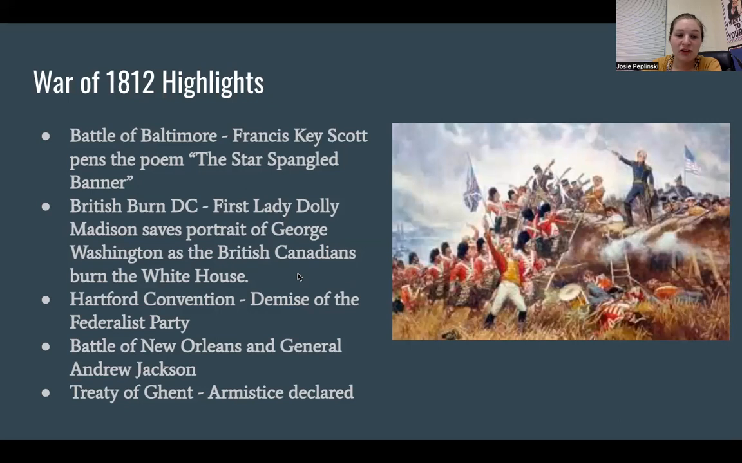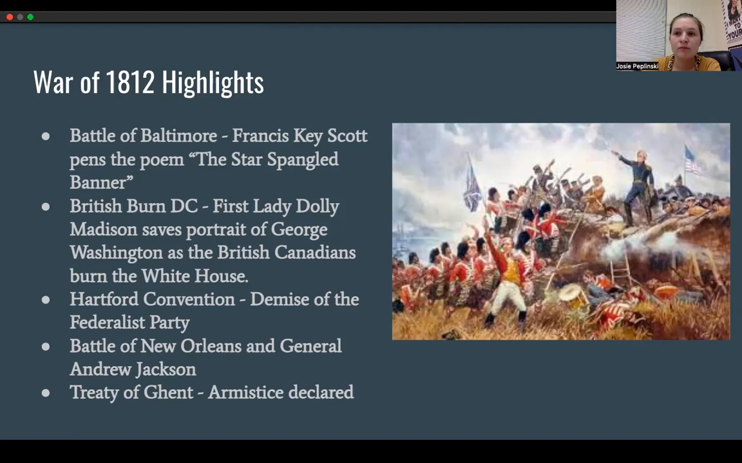We have the Hartford Convention, which is the end of the Federalist Party. We have the Battle of New Orleans, where we're introduced to General Andrew Jackson. We are going to be talking about him next week. He is famous for his participation in the Battle of New Orleans, and he was considered a war hero in the War of 1812. So he will continue to come up.